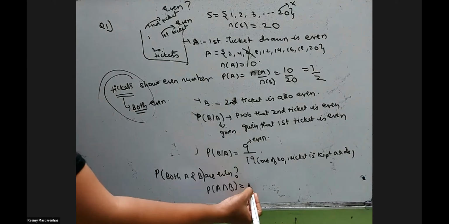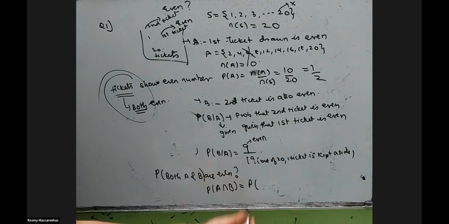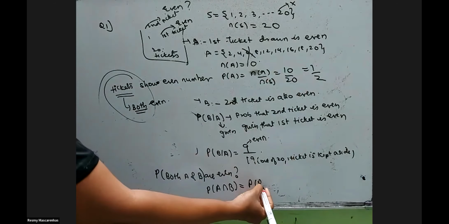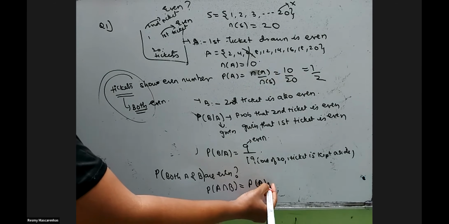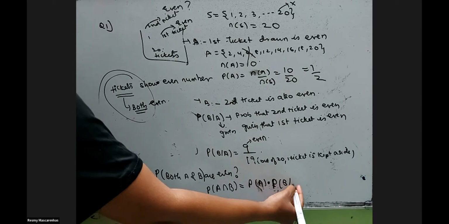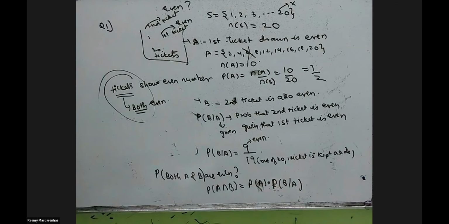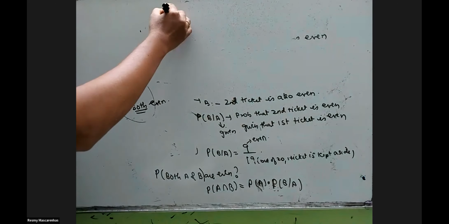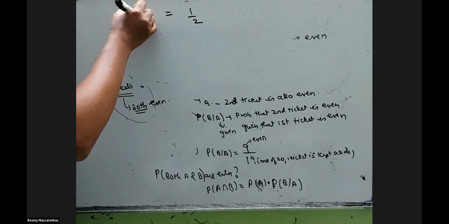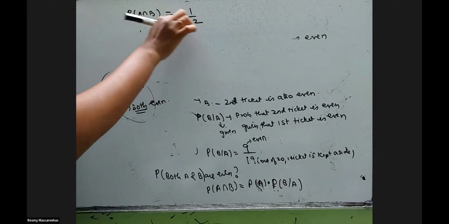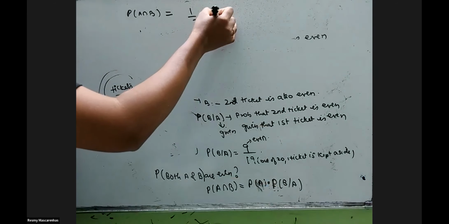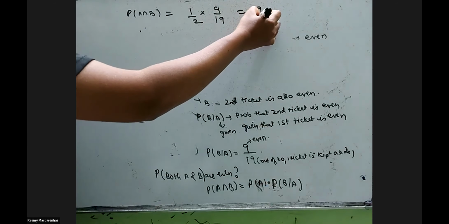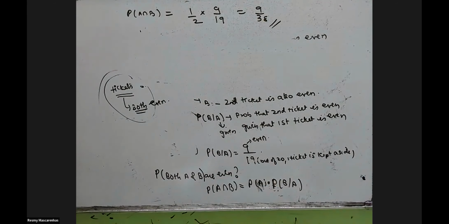So as per the multiplication theorem, P of A intersection B is P of A into P of B given A. P of A we know, so we use the formula. So whenever they ask both, you have to use the A and B formula. So substitute now. Both A and B are even is half into 9 out of 19. This will be the answer.